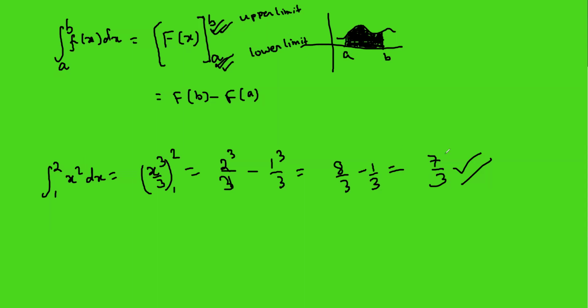And what is the significance of 7 by 3? You can see here. You know this is a graph of x square. X square means graph like this. Okay.